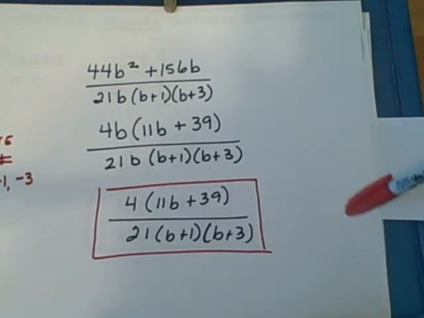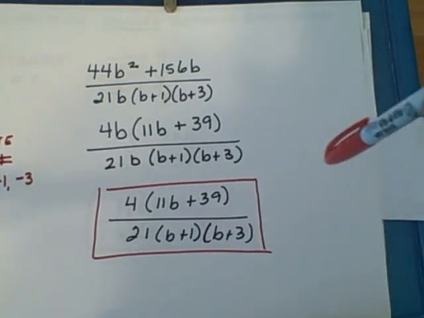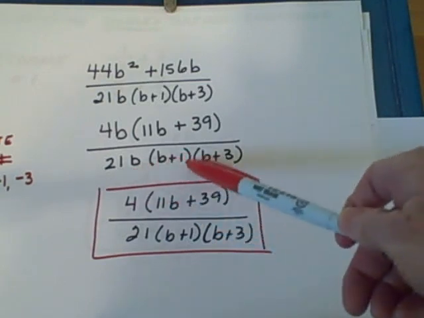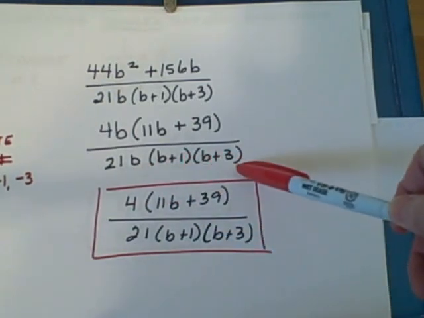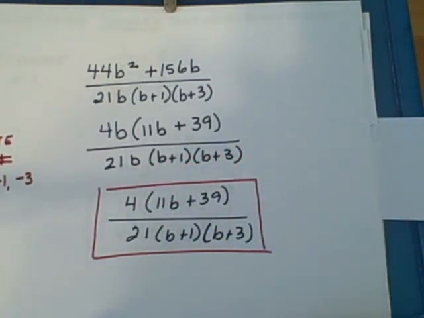Once again, going back, we know we cannot have b equal to 0, b equal to negative 1, or b equal to negative 3, because those numbers would make the denominator 0.